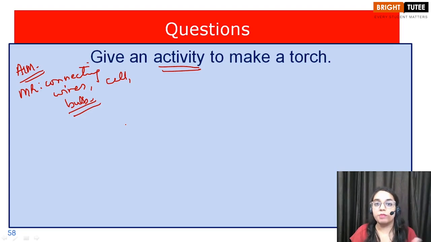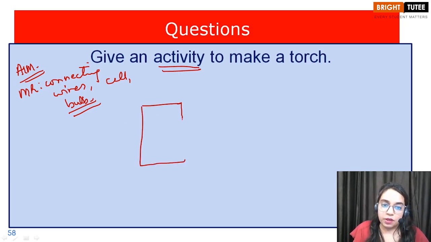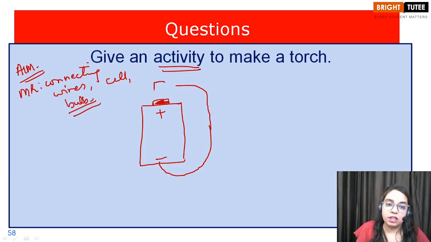So let us begin with the diagram. I will explain you the procedure with the help of a diagram, and in questions, if it is asked in examination, you will write the procedure in points and also give the diagram for the same. Okay children, what you are going to do is you will take a cell, find its positive and negative terminal. Positive terminal with a metal cap. To the negative terminal you will stick a connecting wire, right?